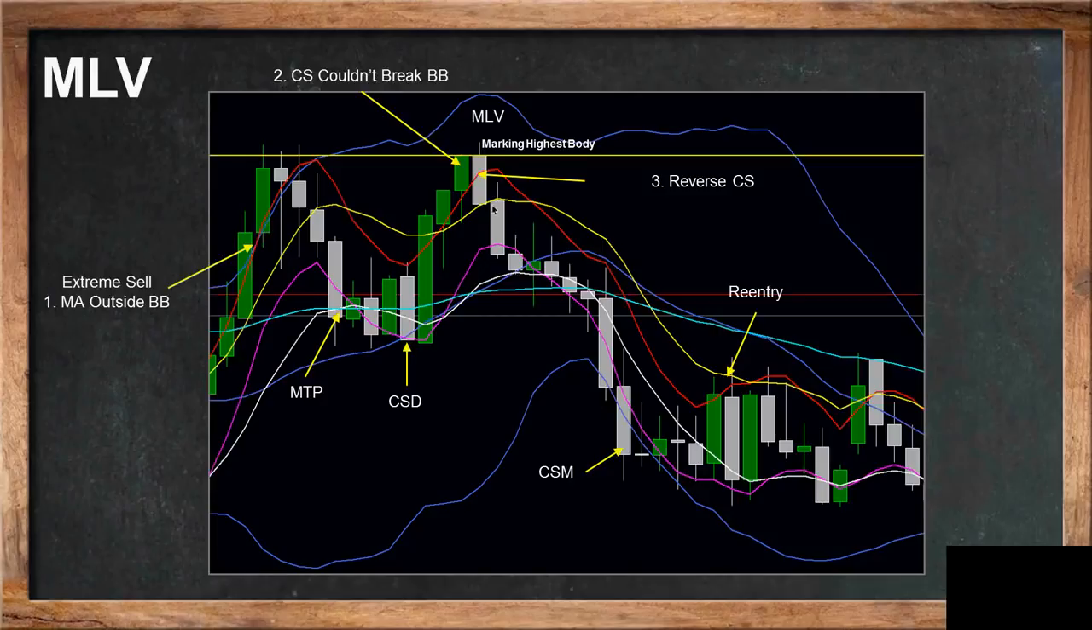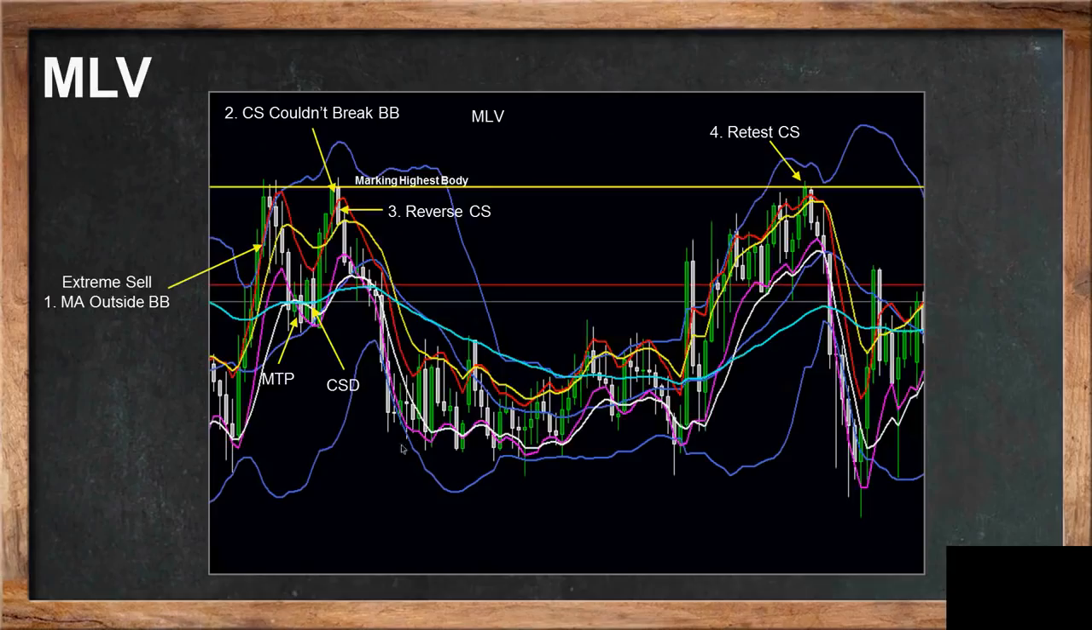As soon as you have a candlestick that couldn't break BB and you have a reverse candle immediately after that candle, then you need to mark the highest body, because you need to wait until there is a retest to complete the MLV setup. So over here in this example, after the third characteristic of MLV, the market went down. You have CSD, you have re-entry, and then after that it goes on.